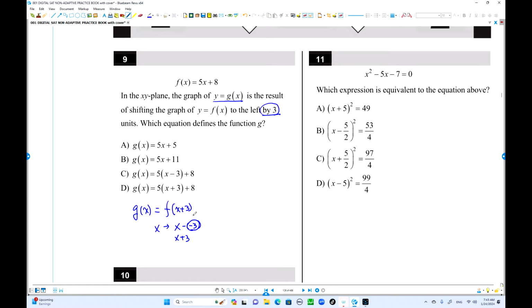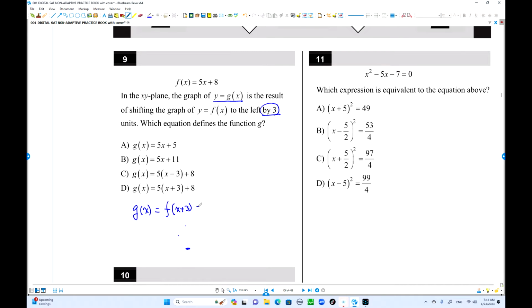If this number is positive, that is moved to the right. Don't forget that we have already a negative sign there, okay? Move to the left, negative 3. But it looks like x plus 3 always moves to the left, not to the right. So, looks like this. And there's no shifting up and down, okay? That's it.